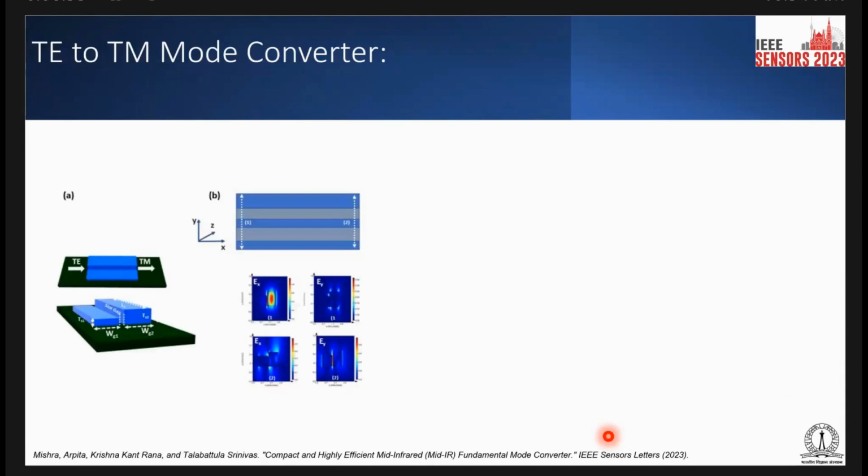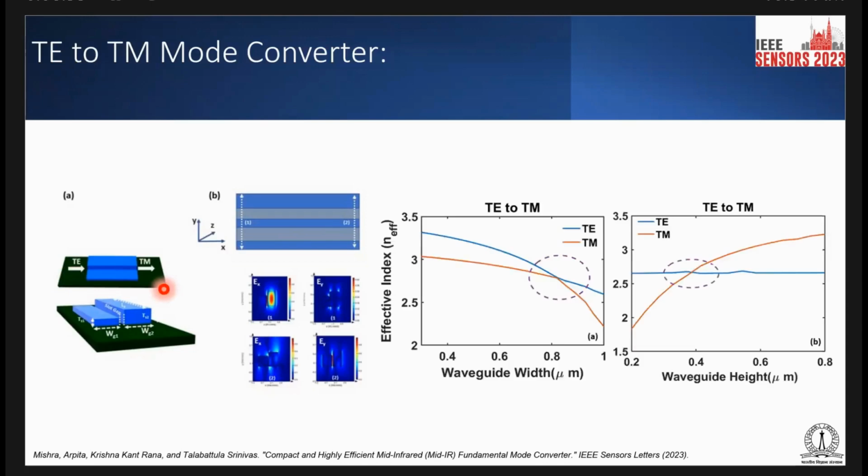And this is another geometry which we have used for this TE to TM converter. We have kept two slot waveguides, and these are asymmetric slot waveguides, where if we give TE at one end, then we will get TM at the other. Here we have done the effective index versus waveguide width simulation.